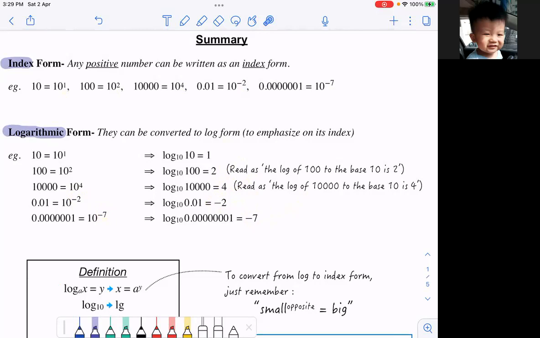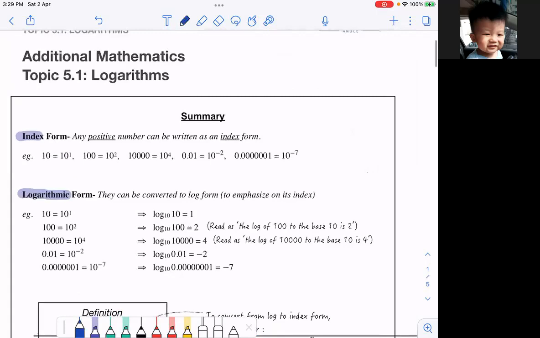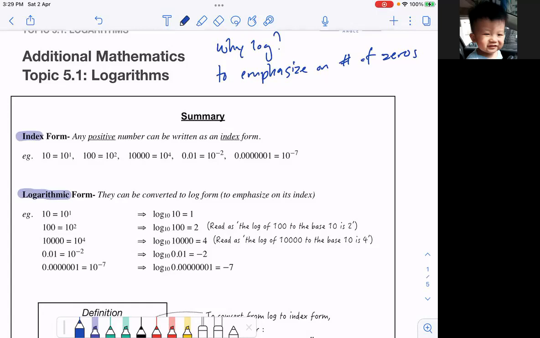So basically, why do we log? You log so that you place an emphasis on the number of zeros, okay? Let's just write this down, although it's not the real definition. So why log? To emphasize the number of zeros. It can be very big. That means 1 billion billion billion, how many zeros? 27 zeros, right? Or it can be very small. 0.00005, you know? If you got 0.00005, the focus is the fact that we have how many zeros there. The 5 is not important anymore, right?